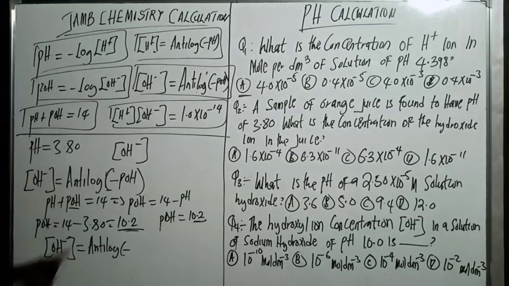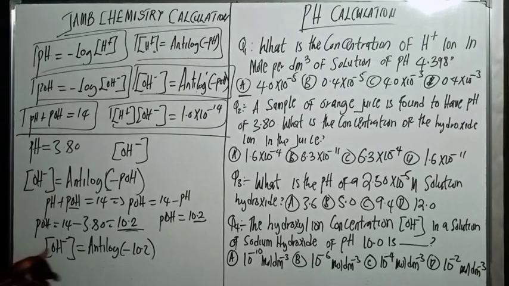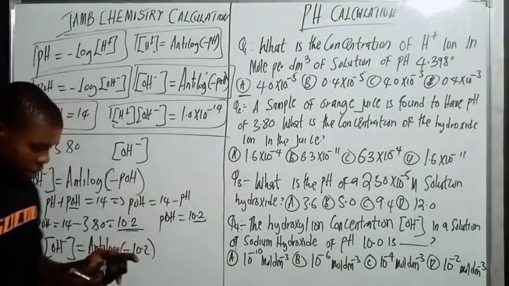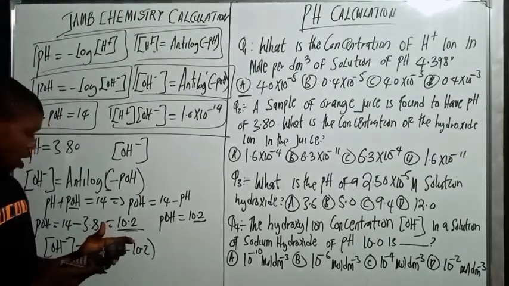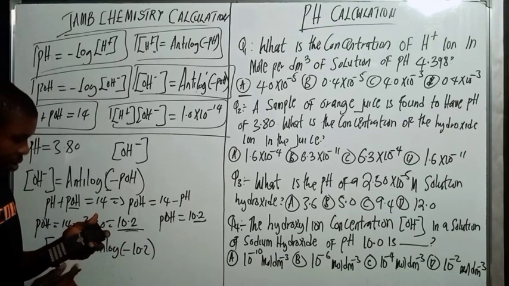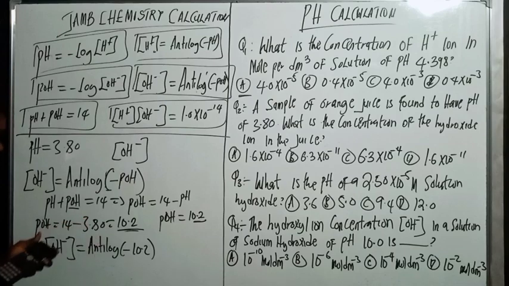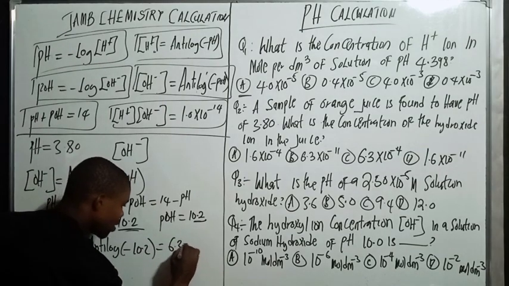Antilog of minus pOH. What is pOH now? It is 10.2. So use your calculator again: shift log, minus 10.2. Here we have 6.30. You have 6.30.